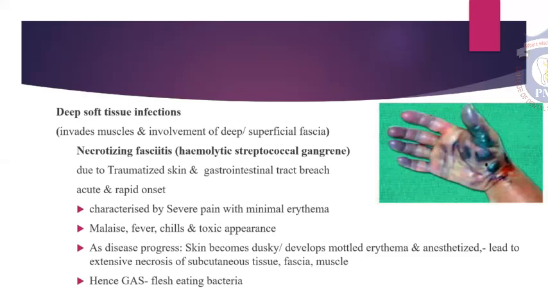Necrotizing fasciitis is characterized by severe pain with minimal erythema, malaise, fever, chills, and toxic appearance. As the disease progresses, the skin becomes dusky, develops mottled erythema, and becomes anesthetized, leading to extensive necrosis of subcutaneous tissue, fascia, and muscles. So this group A Streptococcus is otherwise called flesh-eating bacteria.